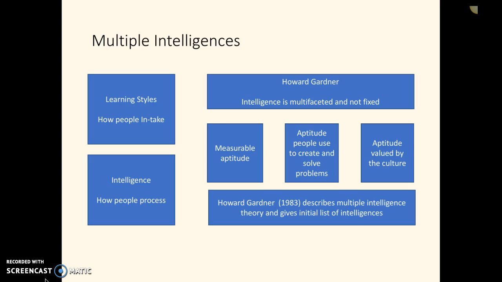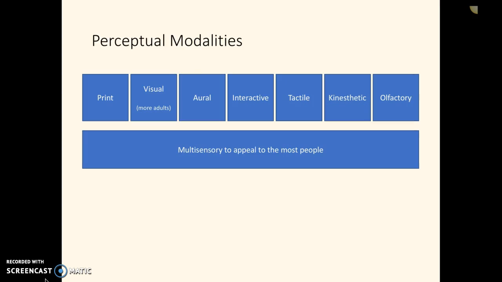Howard Gardner, who really started looking at this first, looked at intelligence as being a multifaceted and not fixed concept. And within there, he defines intelligence as having measurable aptitude, aptitudes people use to create and solve problems, and aptitude valued by culture. Howard Gardner in the 1983 book really describes multiple intelligence theory and gives you an initial list of those intelligences. But again, the biggest thing is learning style is the intake and intelligence is how we process.